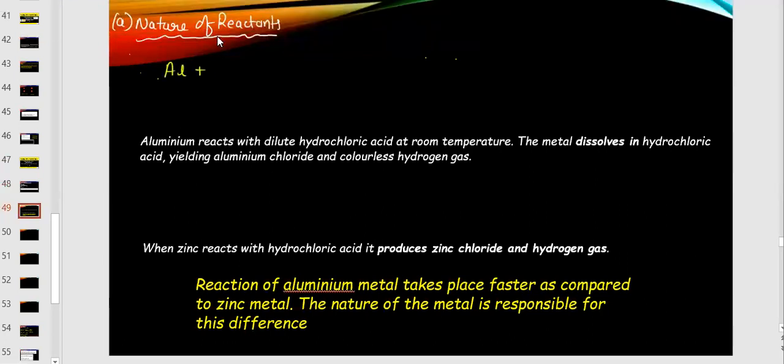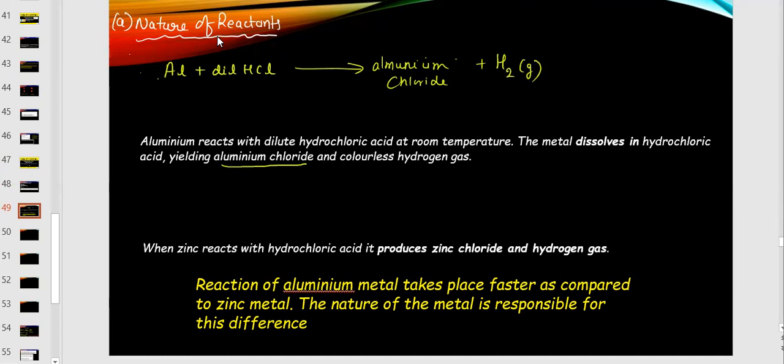So when aluminium reacts with dilute HCl at room temperature, the metal dissolves in hydrochloric acid and gives you aluminium chloride. We are not talking about this product now. And it also gives hydrogen gas.